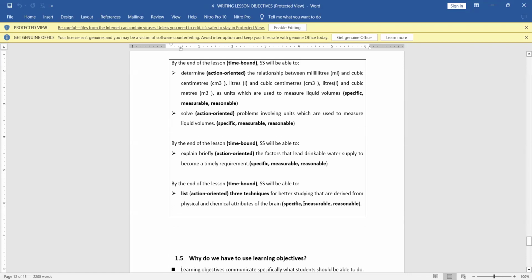So you can read the last one. By the end of the lesson, students will be able to list 3 techniques for better studying that are derived from physical and chemical attributes of the brain. Right. You can see, very good. For better studying, derived from physical, 3 techniques. So 3, very specific. This is how you are making your specific objective smart.